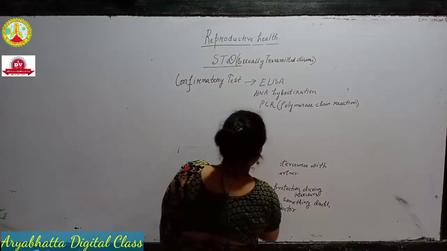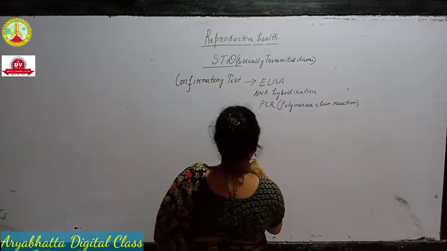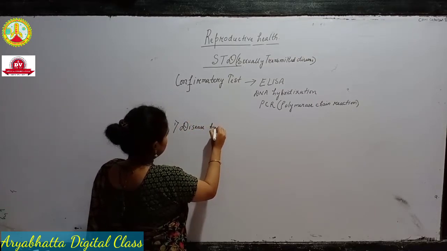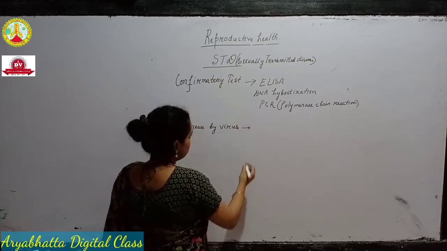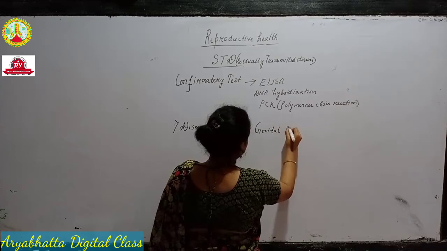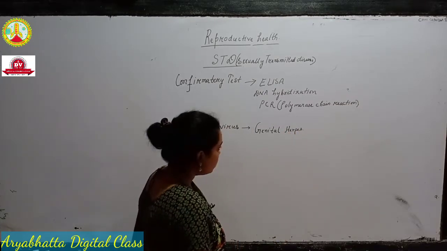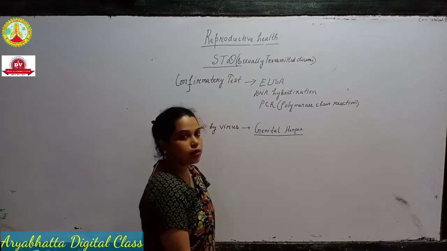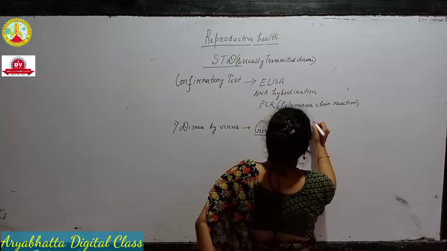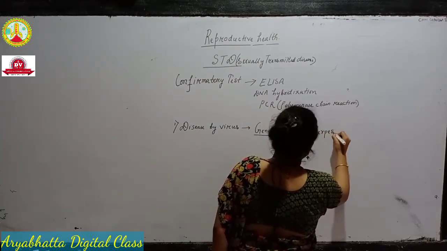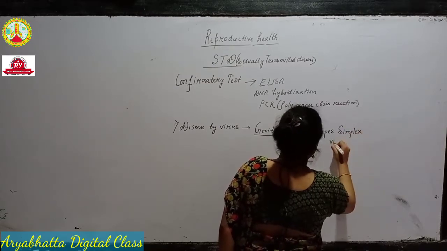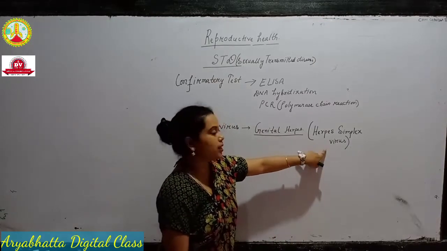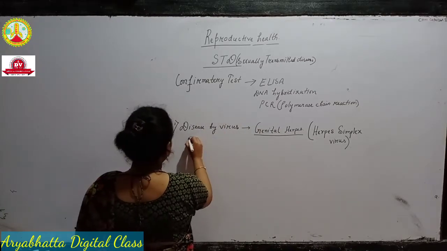Now comes the details of the pathogens and their symptoms. Number 1, diseases by viruses. Genital herpes. Don't confuse, this is the name of the disease. And the causative agent is herpes simplex virus. This is the name of the disease and this is the name of the virus, meaning the pathogen, herpes simplex virus, remember.